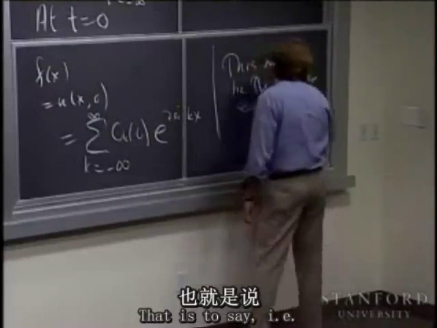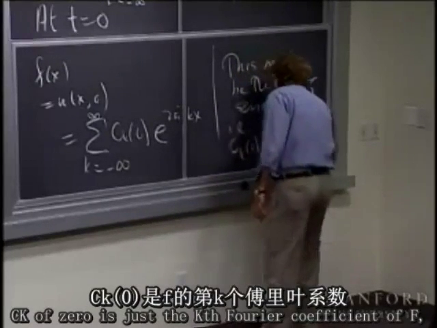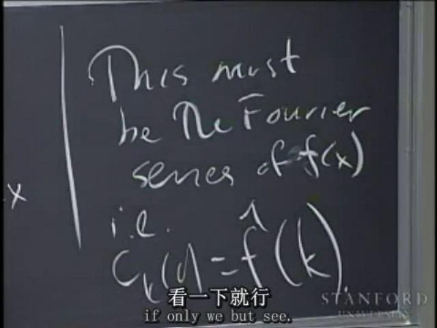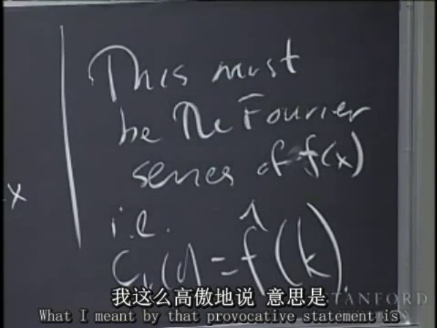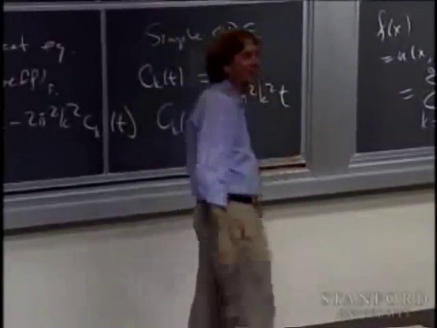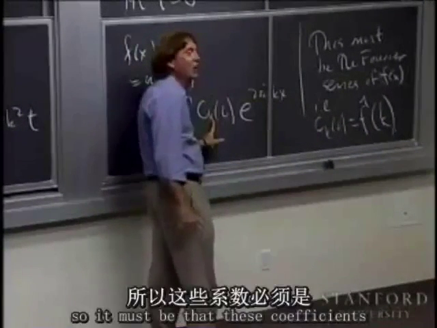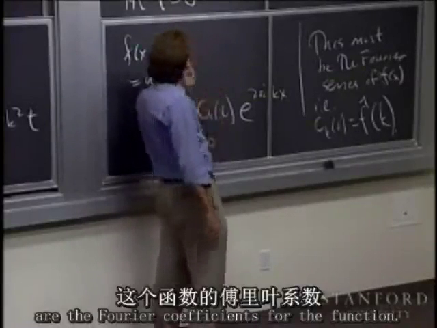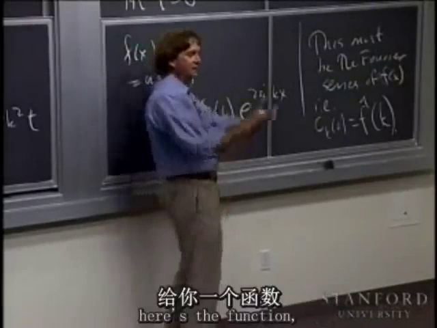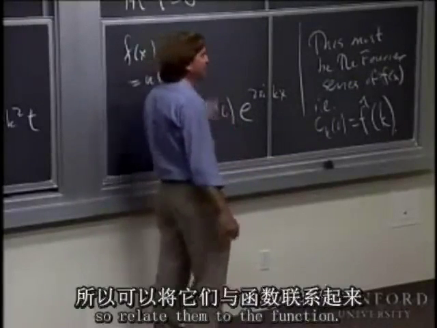That is to say, ck of 0 is just the kth Fourier coefficient of f, f hat of k. All right? You know, we have eyes if only we but see. What I meant by that provocative statement is you have to be able to go from the function to the series, but you also have to be able to go from the series to the function. All right? So here's the function, here's the series. This is the series for a function, so it must be that these coefficients are the Fourier coefficients for the function. You're used to having problems like, here's the function, compute the Fourier coefficients. Well, in some sense, the Fourier coefficients are already computed here, so relate them to the function.